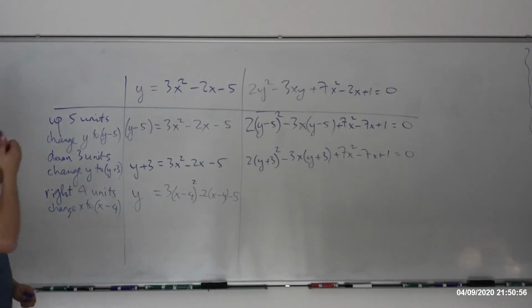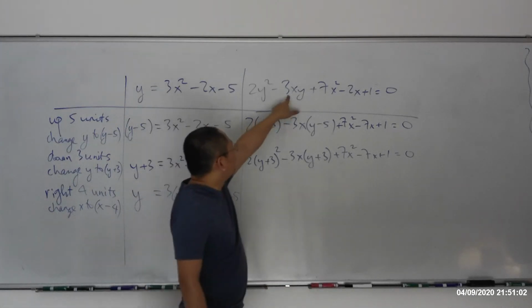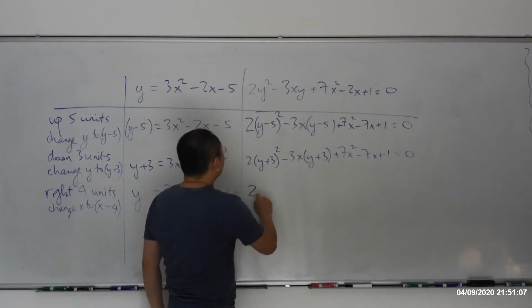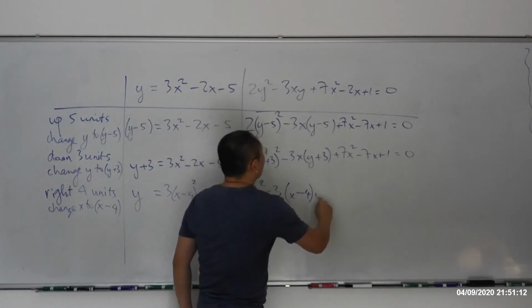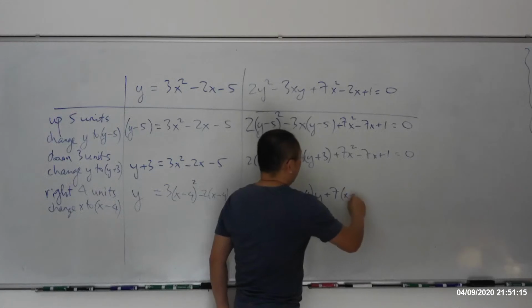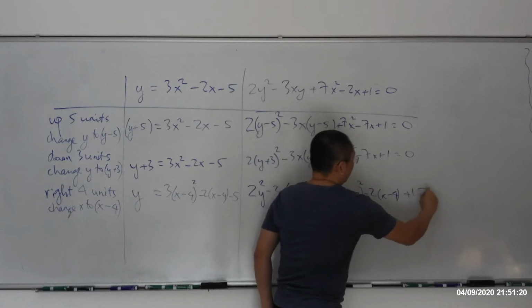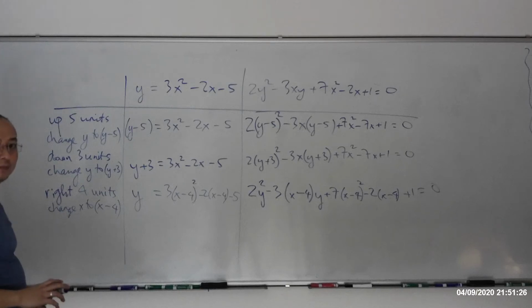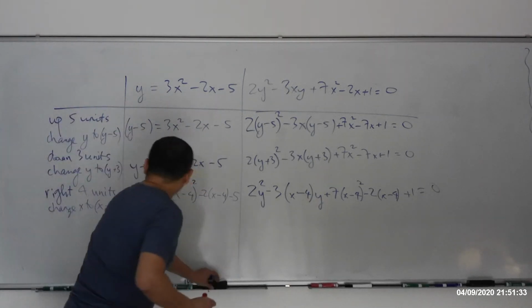Of course, similarly in this more general example right here, you can change x to x minus 4. You will have a new graph. This is 2y squared minus 3 times x minus 4 times y plus 7 times x minus 4 squared minus 2 times x minus 4 and plus 1 equal to 0. Are we good? Okay.